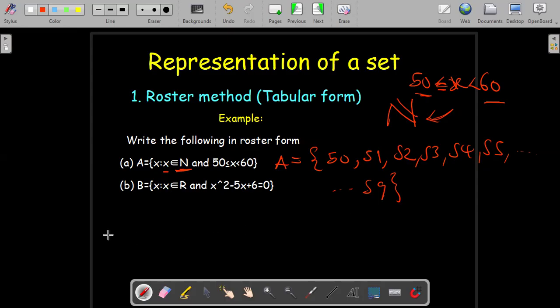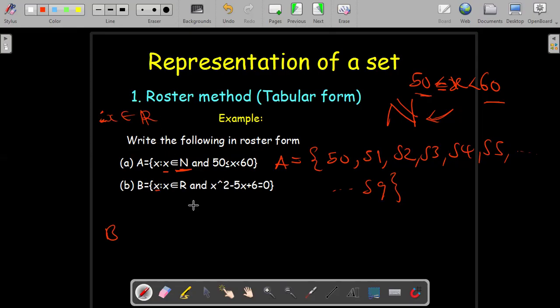On the other side, we have this set now, part B. They're telling us that B is equal to the set of x, such that, these two dots just mean such that, x is a member of the real numbers. Real numbers are just numbers that we can represent on the number line. I think you do remember what a number line is.